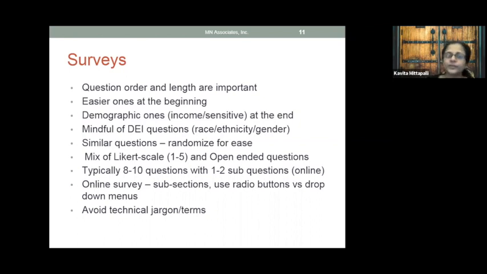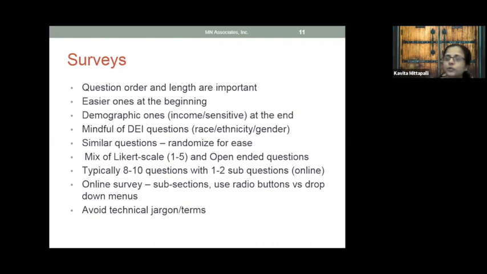Then always try to avoid technical jargons or terms. But sometimes it's unavoidable, especially when you are doing a technical survey. In that case, I would say, do a small abbreviation section. I mean, if you have acronyms, just spell it out so that people don't get bored, or they just forget what that means. So make sure that the survey is simple.